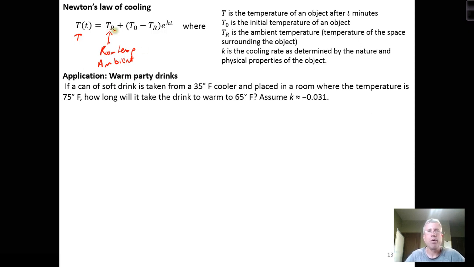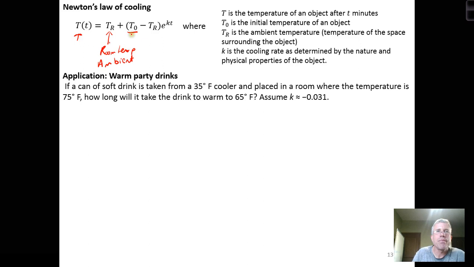So the oven might be 425. You put the potato in, the potato is going to begin to heat up, and it's going to try to approach the temperature of the oven over time. The potato will heat and try to get to the temperature of the oven, and that's how we cook things. So T sub R, ambient temperature, is the temperature of the surrounding medium that is either going to heat or cool something.